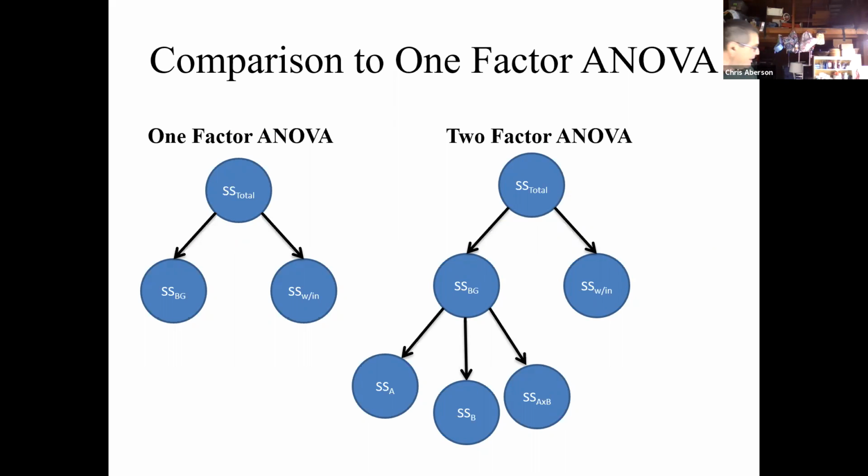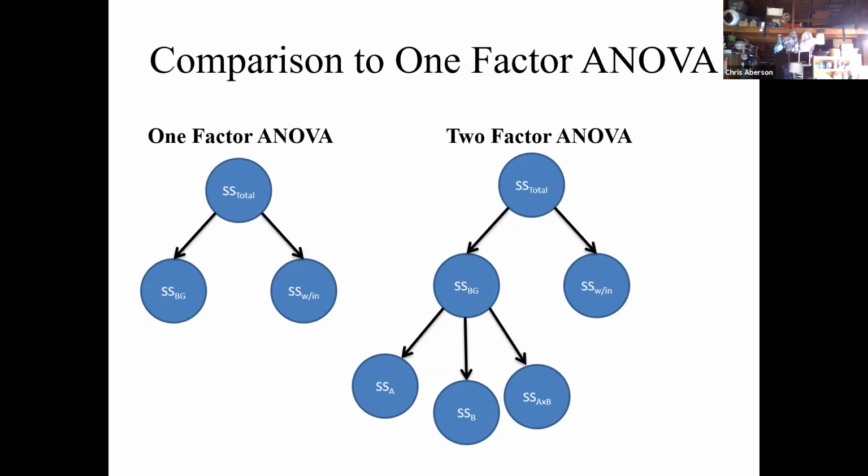So compared to the one-factor ANOVA, there are some similarities, but there are some extensions. We're still starting off by taking sums of square total and breaking it into sums of square between and sums of square within. That's still the core of every ANOVA. However, with the two-factor ANOVA, we're not interested in testing that sums of square between group. We actually end up breaking that down into sums of square A, sums of square B, and sums of square that's attributable to the interaction.